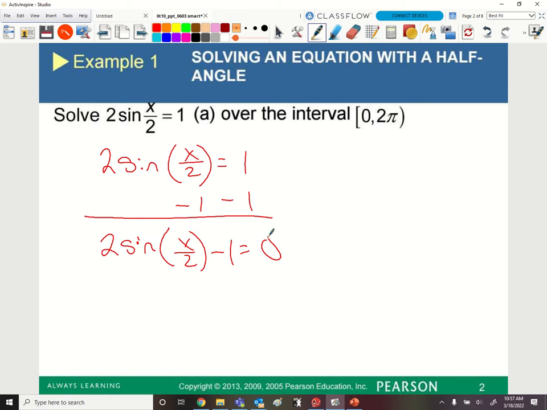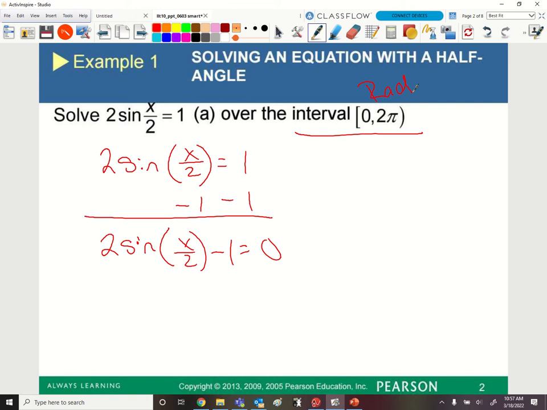So, right here, we're going to end up with 2 sine of x over 2 minus 1 equals 0. Now, my interval is going to be the next thing I'm looking at. My interval has to do with my windows. And what do my answers have to be? My answers have to be in radians. But when I do this, I'm going to do this in what mode? I have to do it in degrees.